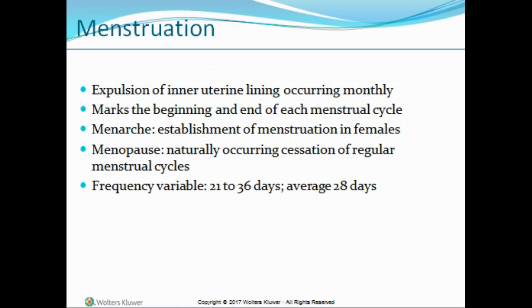So we know that menstruation is the expulsion of the inner uterine lining, the endometrium, occurring monthly. It marks the beginning and end of each menstrual cycle. Menarche is the establishment of menstruation in females, or your first period. Menopause is the naturally occurring cessation of regular menstrual cycles. And the frequency of menstrual cycles can be anywhere from 21 to 36 days, with the average being a 28-day cycle.